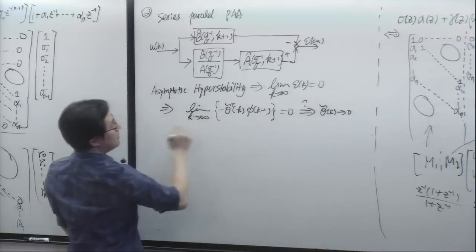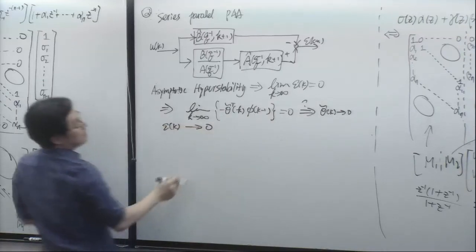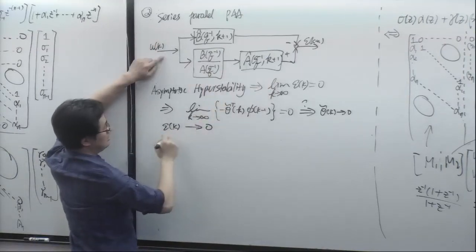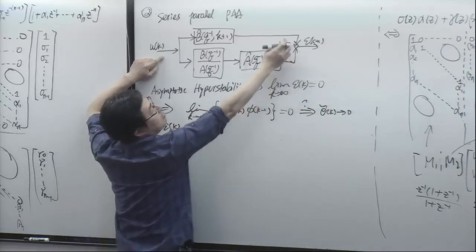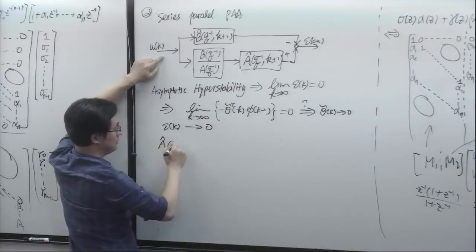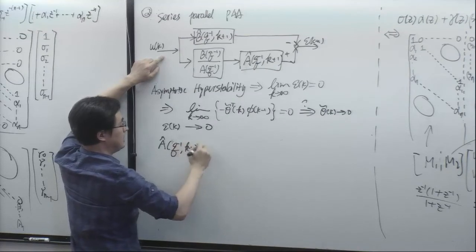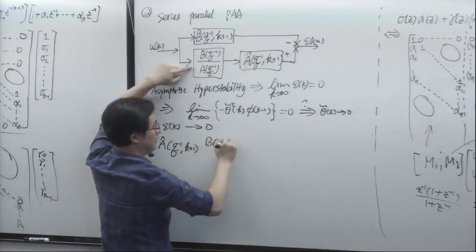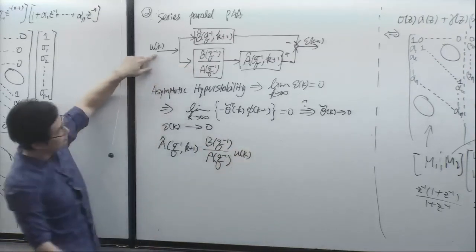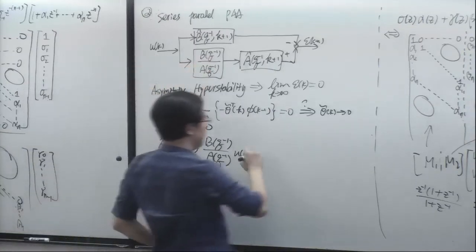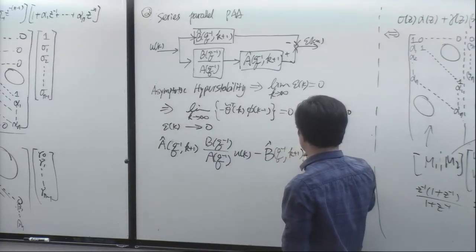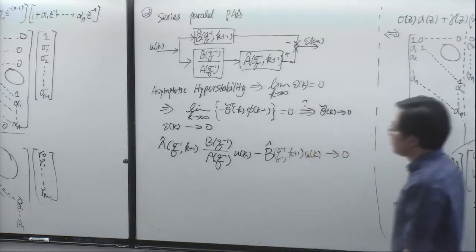The limit condition simply means epsilon k goes to 0. From this block diagram, it means as follows. The construction is A hat. So this signal minus this signal is epsilon, right? So it's A hat times B over A and UK. This is the bottom branch minus the top branch, which is B hat UK. This will go to 0.